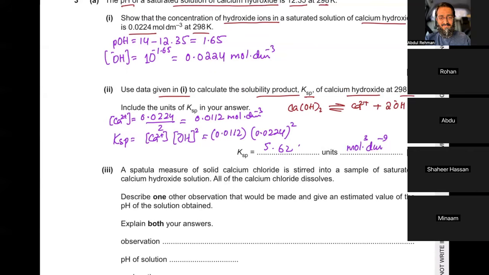Thank you, Shazad. Next, a spatula measure of solid calcium chloride is stirred into a sample of saturated calcium hydroxide solution. All of the calcium chloride dissolves. Describe one other observation that would be made and give an estimated value of the pH of the solution obtained. Explain both your answers. So, what will be the other observation? Because if you recall, calcium hydroxide is relatively less soluble, so it is going to precipitate out. So we are going to observe white precipitate or white solid being formed as the calcium chloride dissolves.